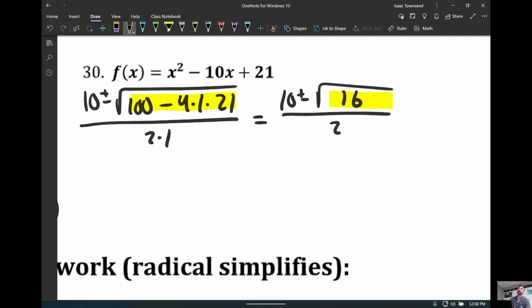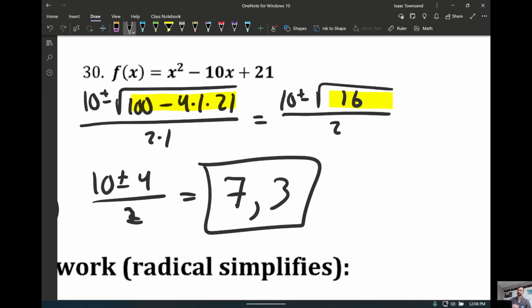And now this is on the easier side because the square root of 16 comes out to a perfect 4. So one answer is going to come from 10 plus 4 over 2. And one answer is going to come from 10 minus 4 over 2. Looks like you should have gotten 7 and 3. Everybody okay with that one?